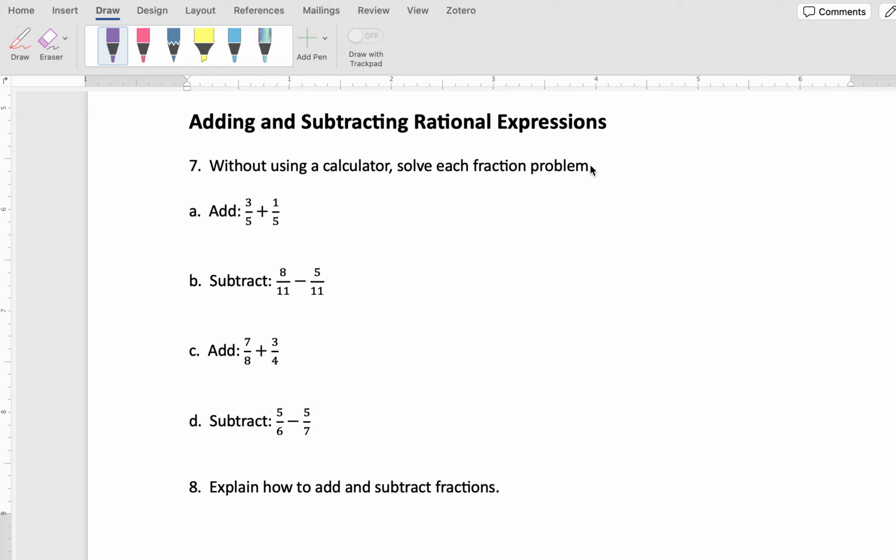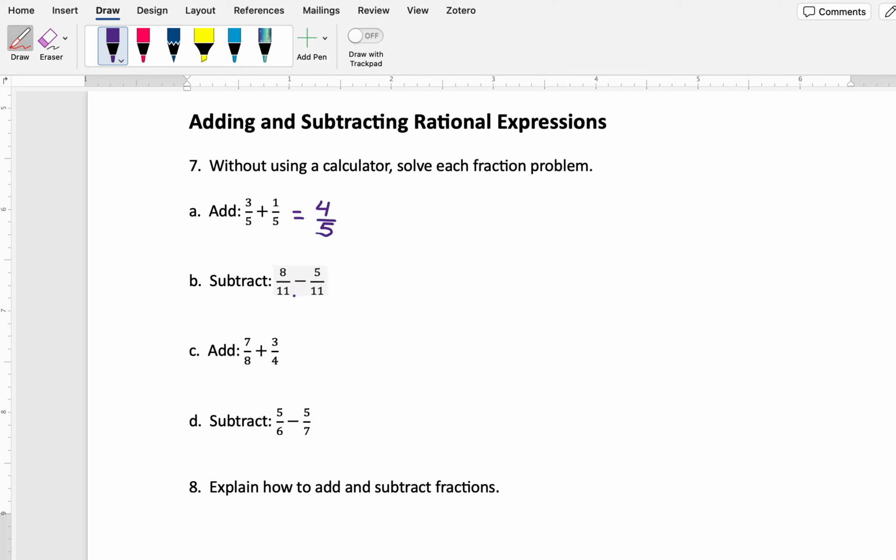In this video, we're going to talk about how to add and subtract rational expressions. So again, starting with regular numerical fractions. When we're adding 3/5 plus 1/5, this is asking us: if I have 3 1/5 pieces plus another 1/5 piece, how many 1/5 pieces do I have altogether? I have 4 1/5 pieces. So this is 4/5.